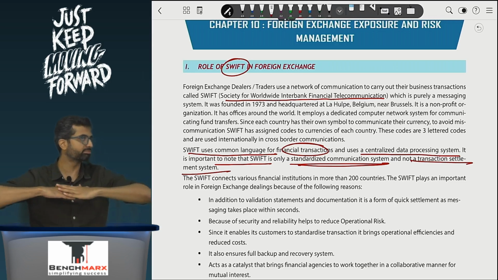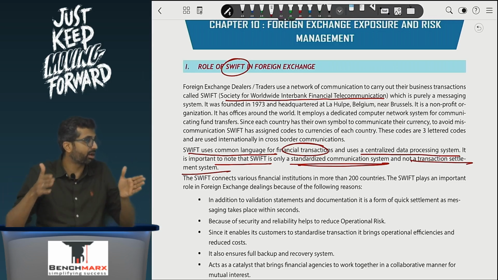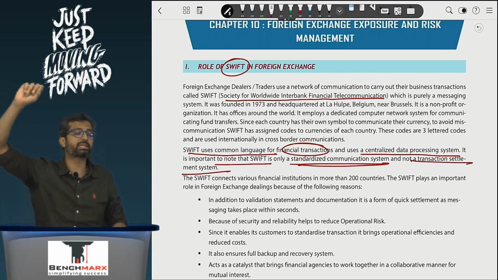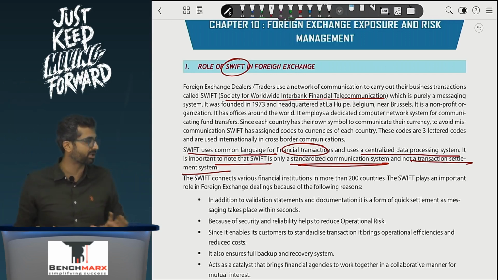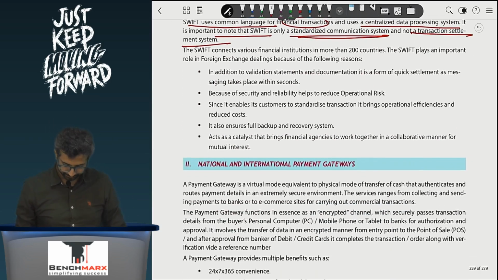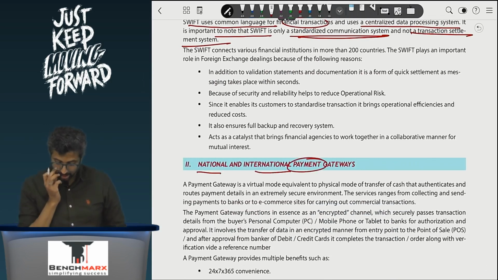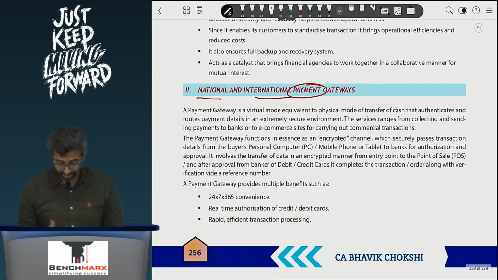It is not a clearing mechanism. It is just a way of communicating that from here, money should go into this person's account. So that is the SWIFT system. Are we clear with this? Okay. National and international payment gateways. There are payment gateways which enable international payment as well.